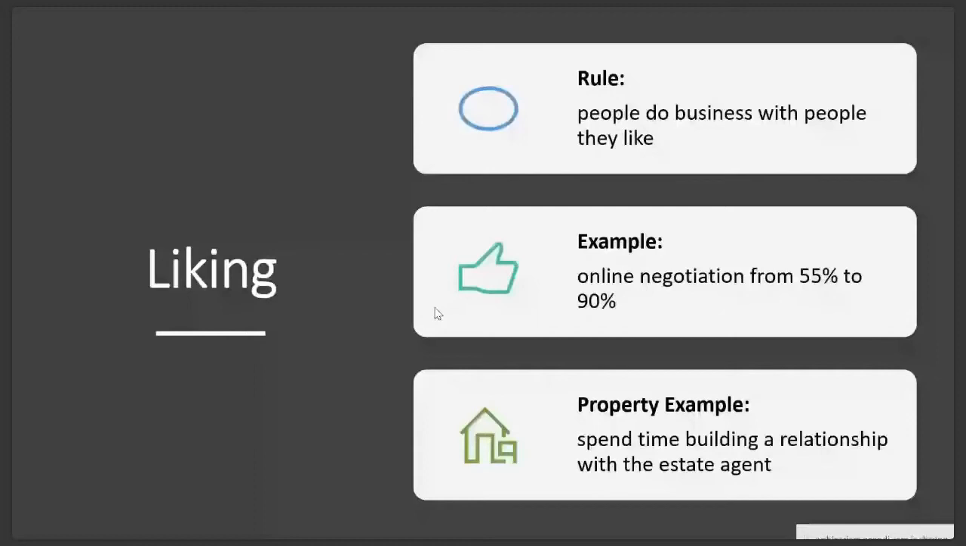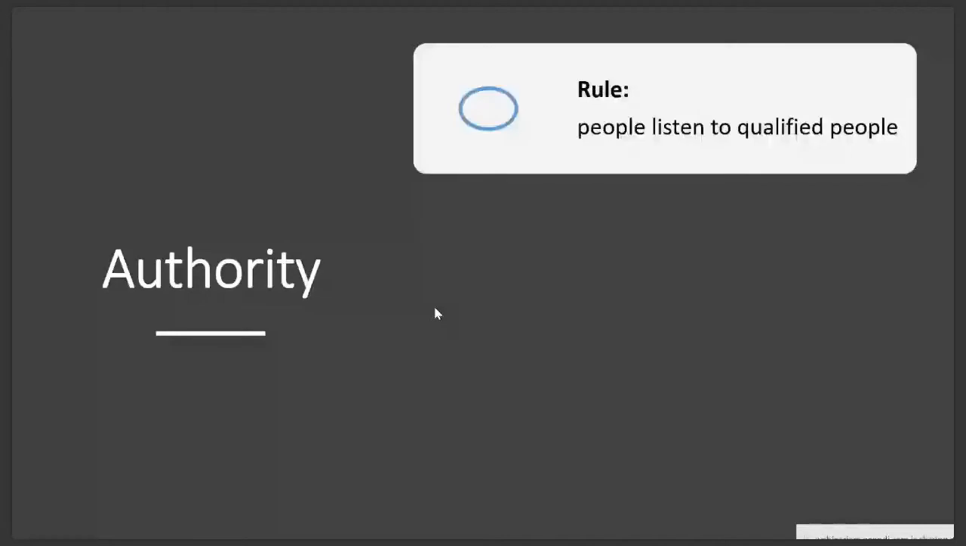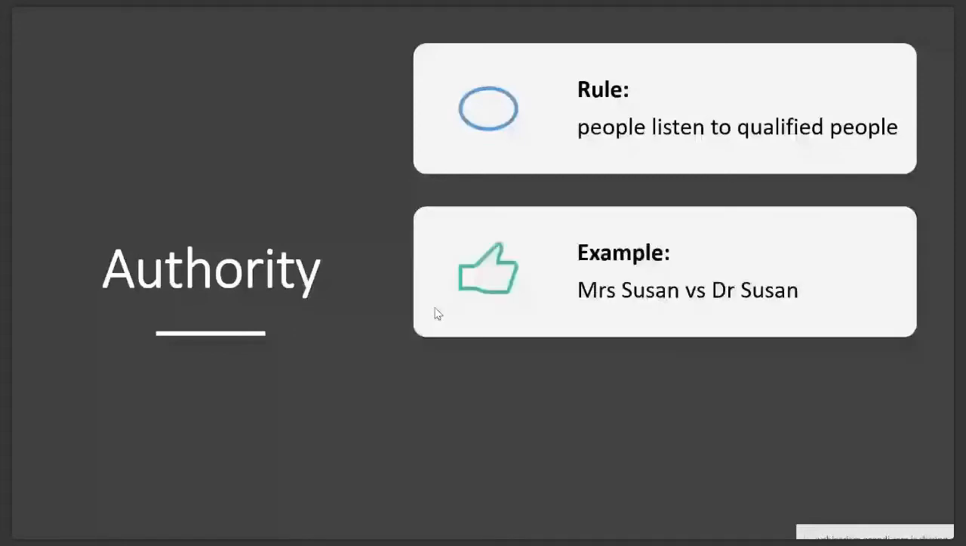The next one is authority. And the rule here is simple. People listen to qualified people. People tend to follow, trust, and are influenced quite easily by people who are qualified. For example, what's more impressive, going to Miss Susan for health advice or Dr. Susan for health advice?